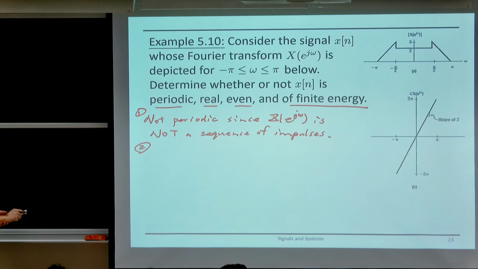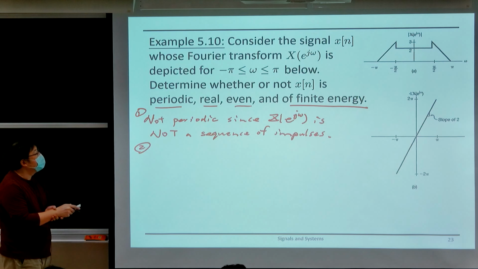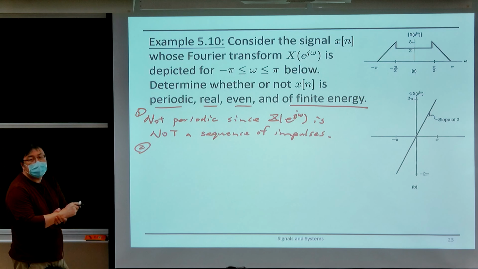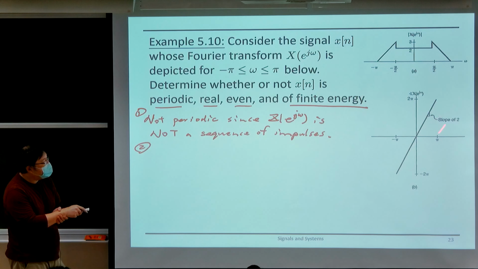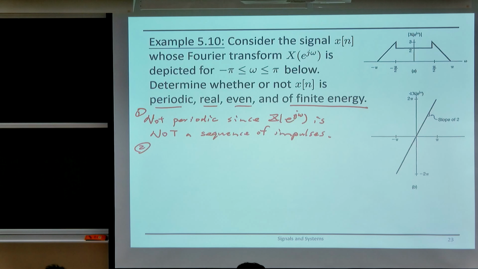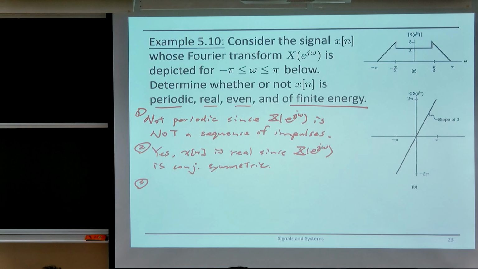So this is by the conjugation property, right? So if the signal is real, then the spectrum must be conjugate symmetric, okay? And if you look at this, this is indeed conjugate symmetric, right? The magnitude is symmetric and the phase is odd, okay? So yes, x[n] is real, since the spectrum is conjugate symmetric. Okay.